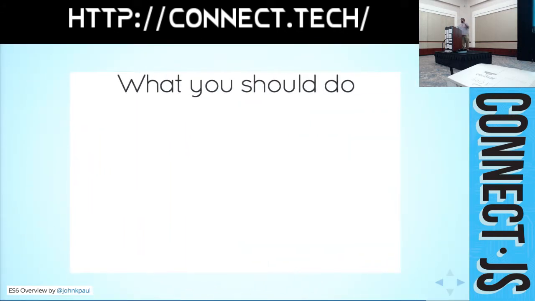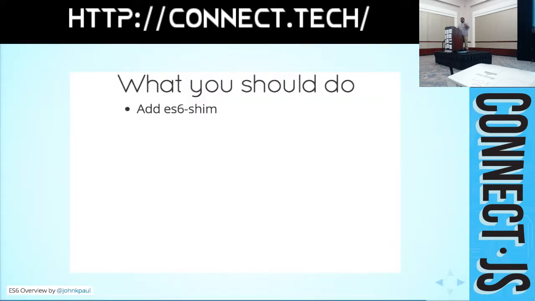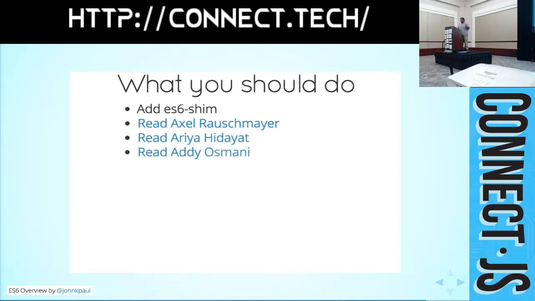So what I want you to do right now, as you leave here, I want you to add an ES6 transpiler. Because as I said earlier, I know this is easy for you. I know you've written a script tag sometime in the past 6 months, and I know you can do this. Makes things a lot easier and a lot more straightforward. You can read Axel Rauschmayer, who has an amazing blog called 2ality. He is on TC39, does a lot of great community work around writing about ECMAScript 6. Aria Hedayat, similar situation. Addy Osmani, dev evangelist for Chrome at Google.